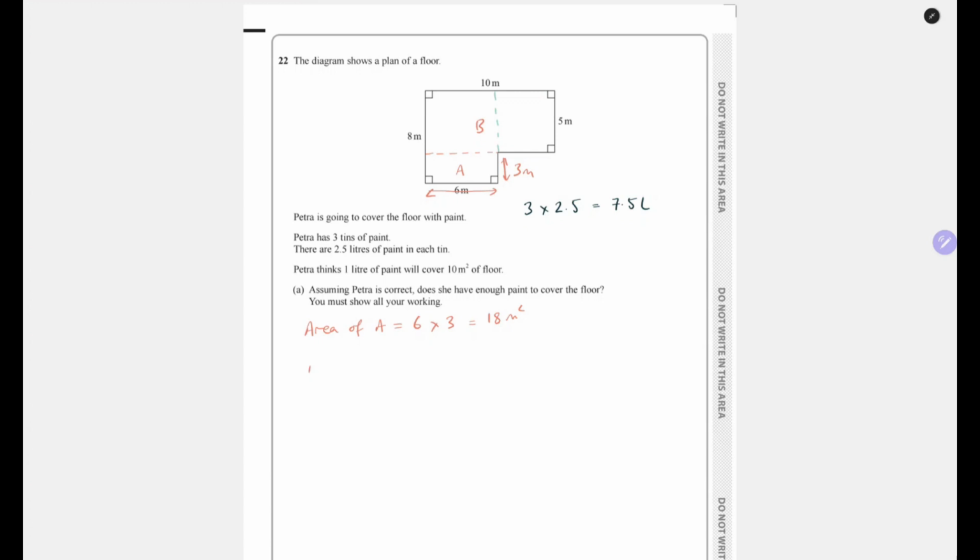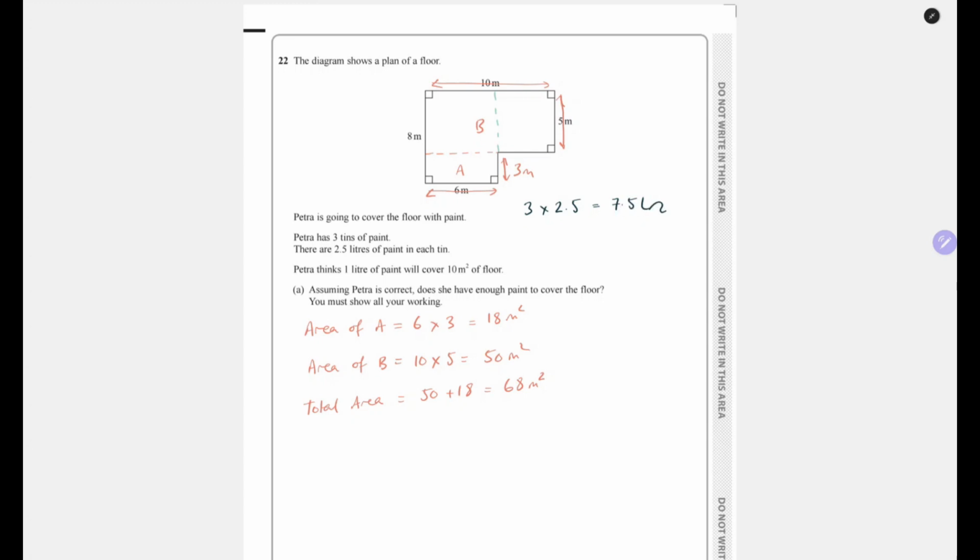For shape B, the area of B is equal to 10 multiplied by 5, which is 50 meters squared. And so to get the total area, it's just 50 plus 18, which is 68 meters squared.